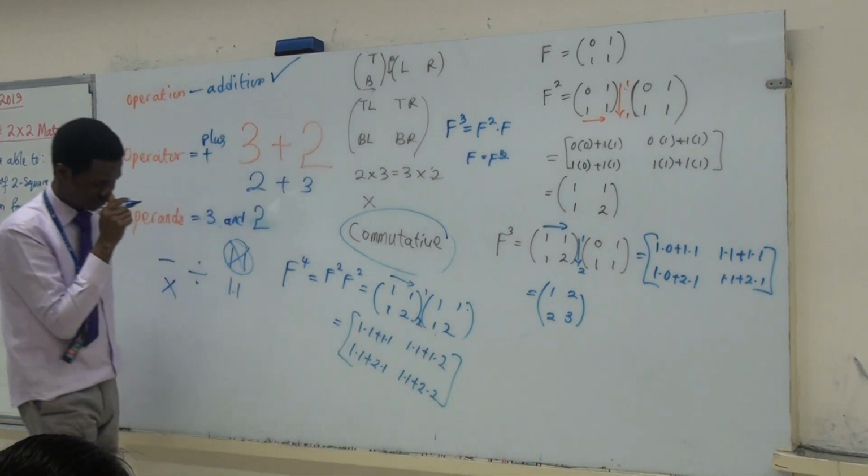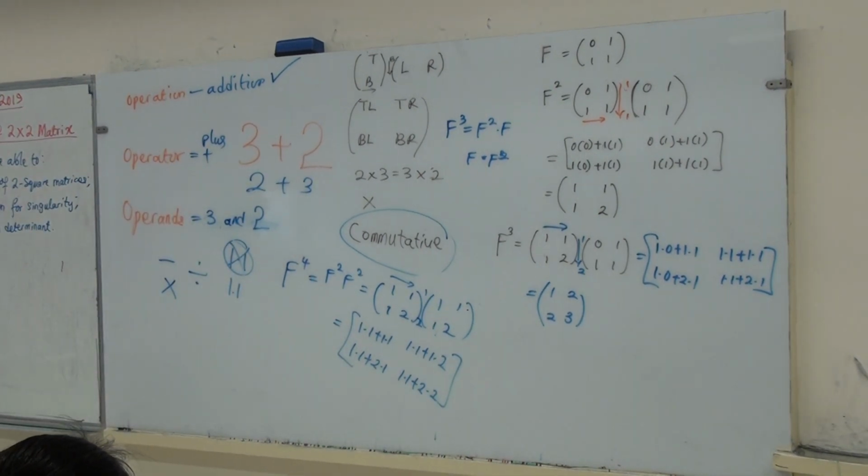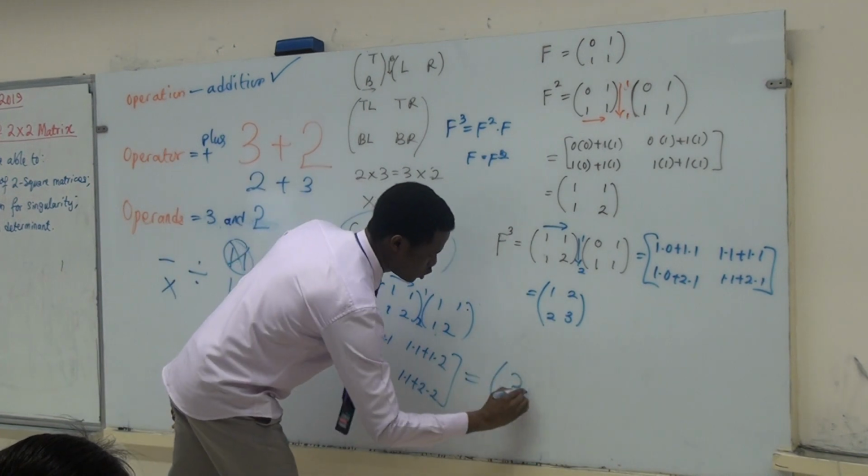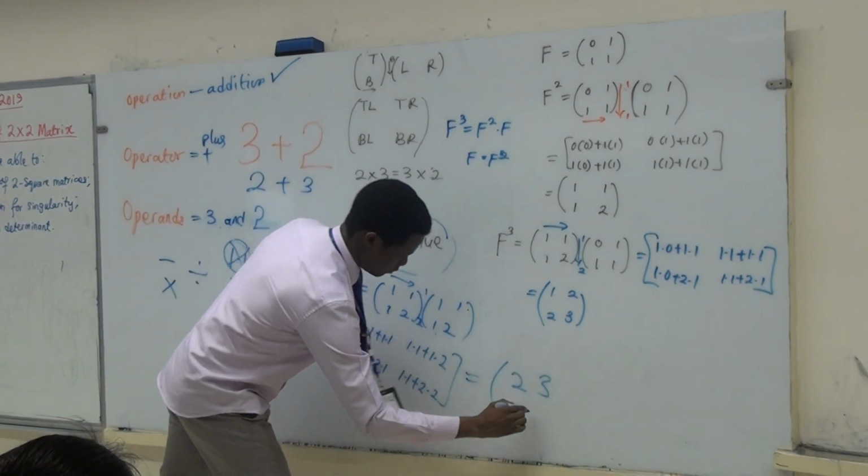So what do we have now? 2, 3. So F4 is 2, 3, 3, 5.